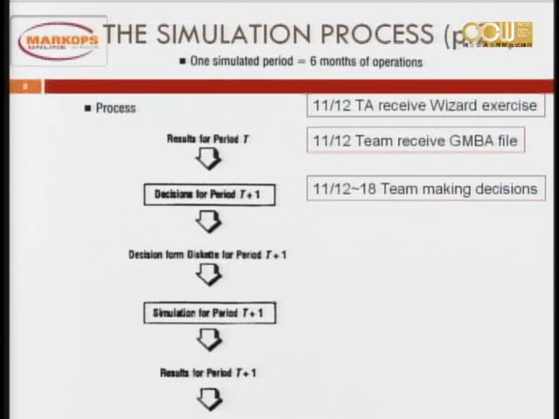So let me tell you very quickly. The result for period 1 is period 0. We have period 0 there, and then you will make the decision for period 1. So our next assignment is period 1. I'm just telling you the process. It's not complicated anyway. Just send the wizard to her. She will send you the GMBA file and you make the decision based on it.